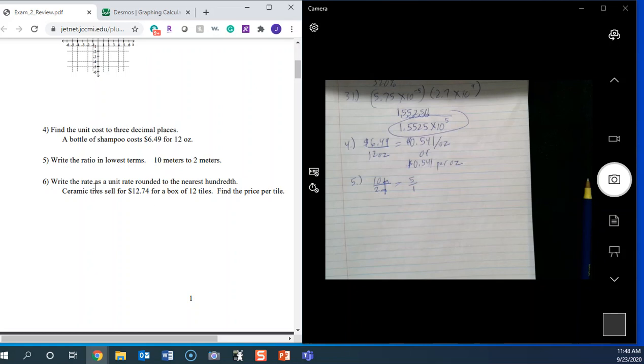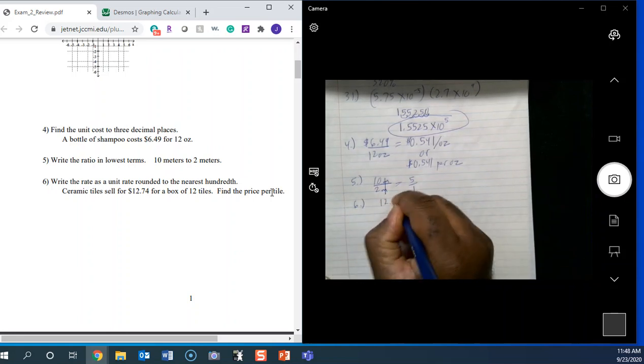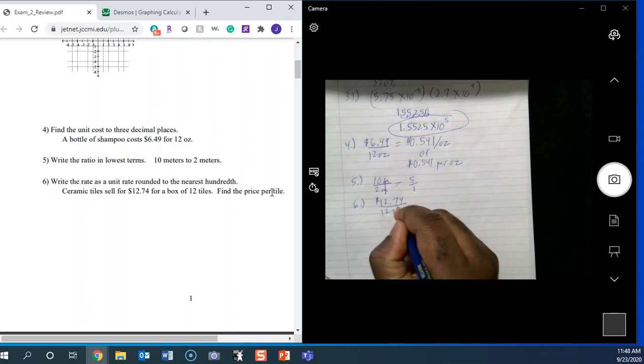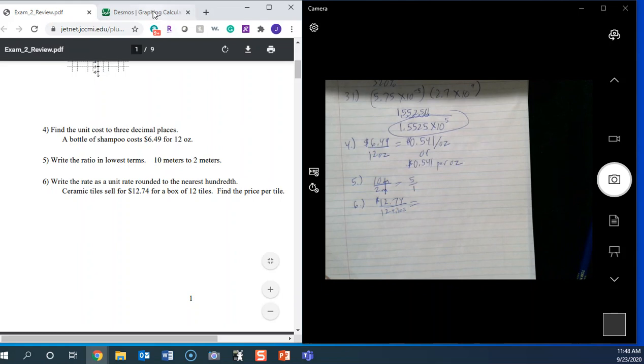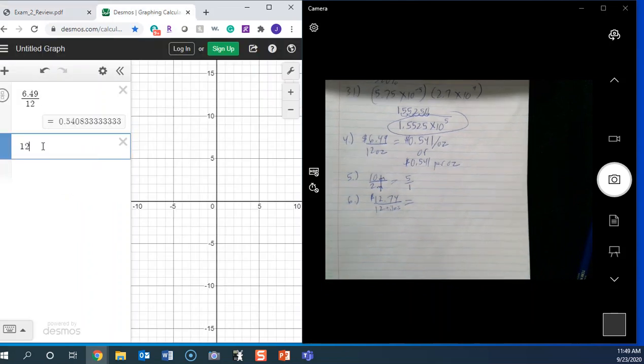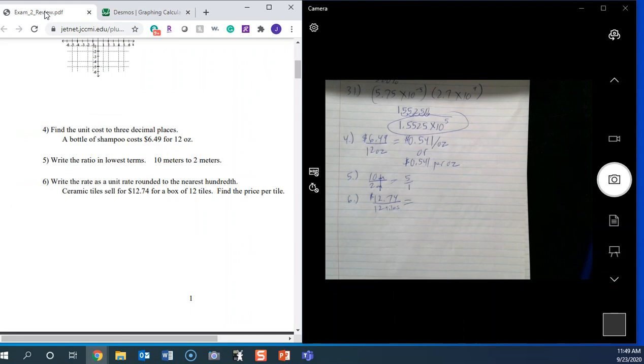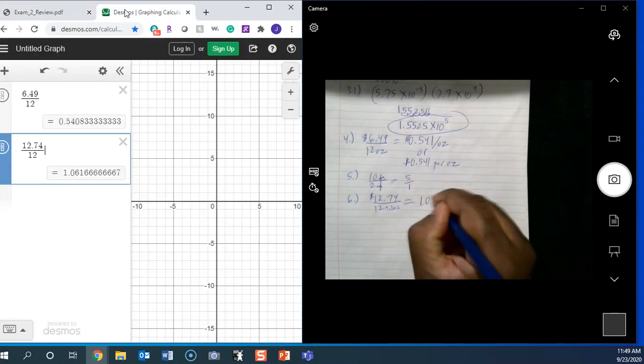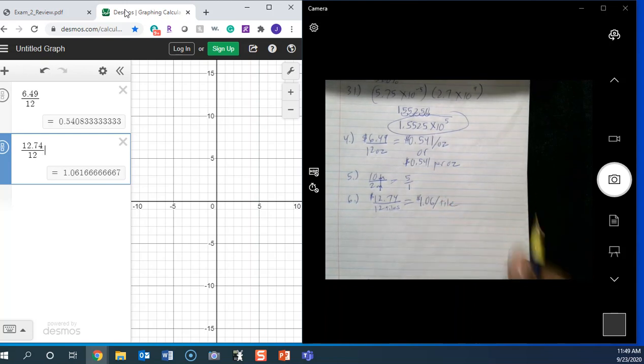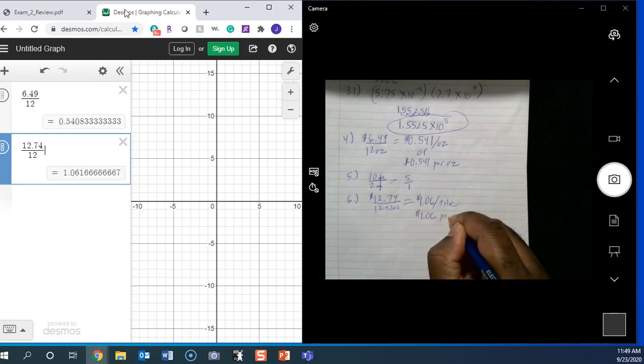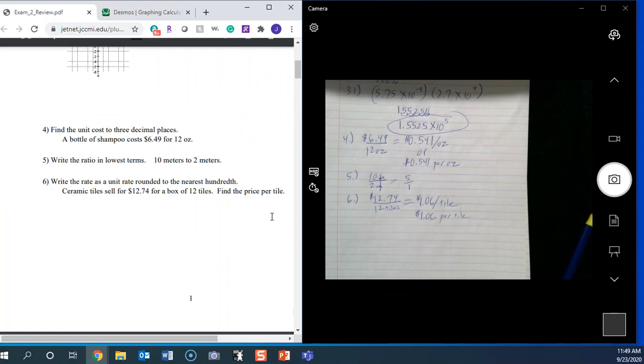Okay, now it says write the rate as a unit rate rounded to the nearest hundredth. So now, again, ceramic tiles sell for $12.74 for a box of 12 tiles. Find the price per tile. So you would take the $12.74 divided by 12 tiles because they want the price per tile. So you would divide this out, 12.74 divided by 12. And they told us to round to the nearest hundredth, so that's 2 places. So it'd be $1.06 per tile.